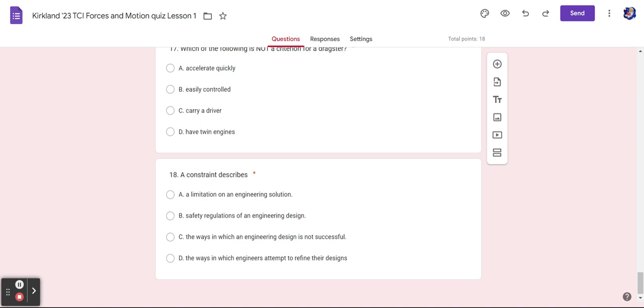A limitation on an engineering solution. B. Safety regulations of an engineering design. C. The ways in which an engineering design is not successful. Or D. The ways in which engineers attempt to refine their designs.